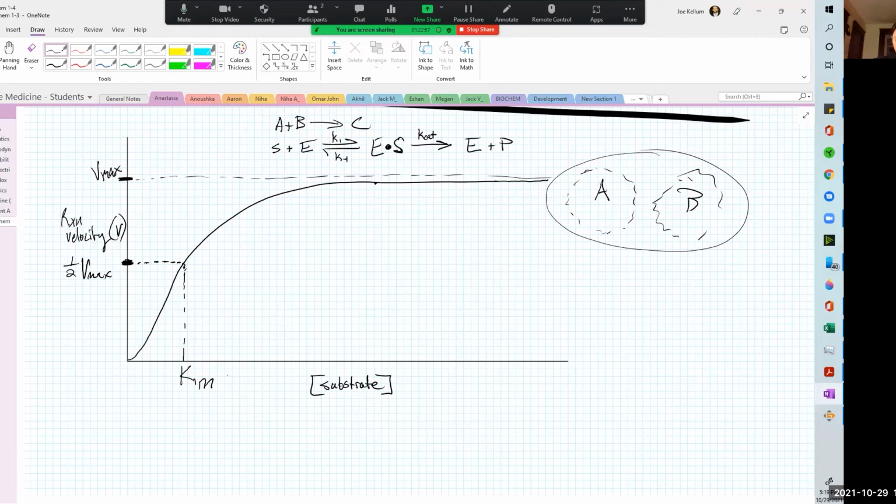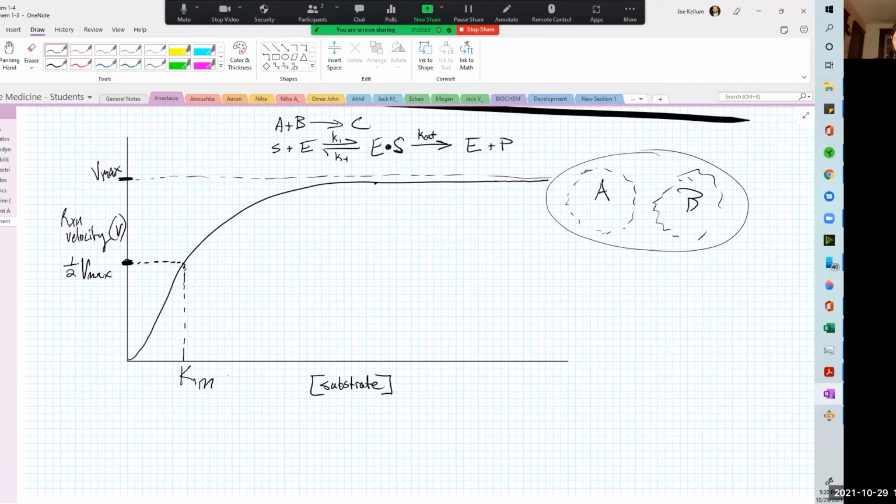So yeah, exactly. So what else could Km stand for with regard to a specific enzyme? What does Km tell you about your enzyme? Its affinity. Okay, nice, perfect. Yeah, it tells you how much the enzyme likes the substrate. Yeah, perfect.